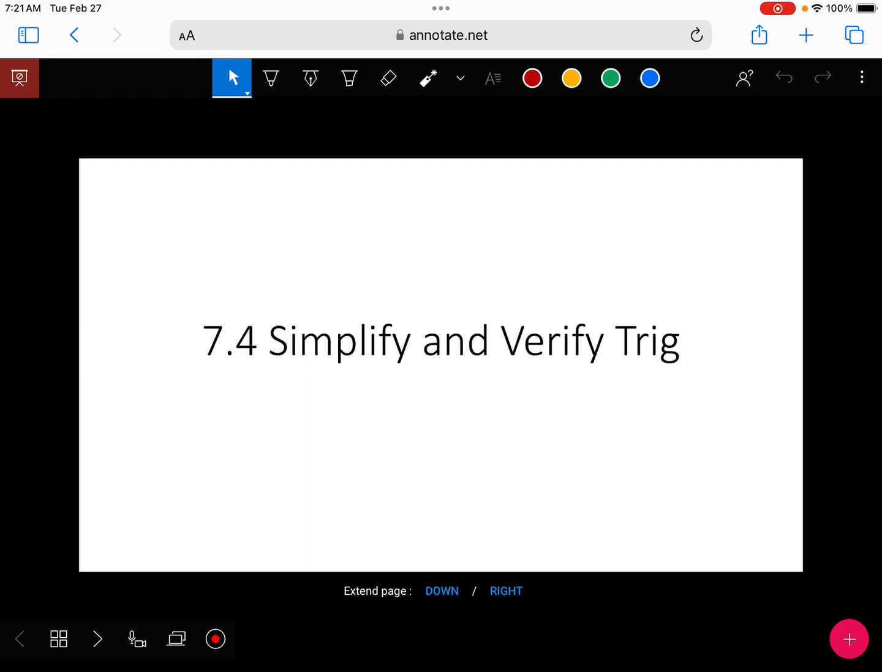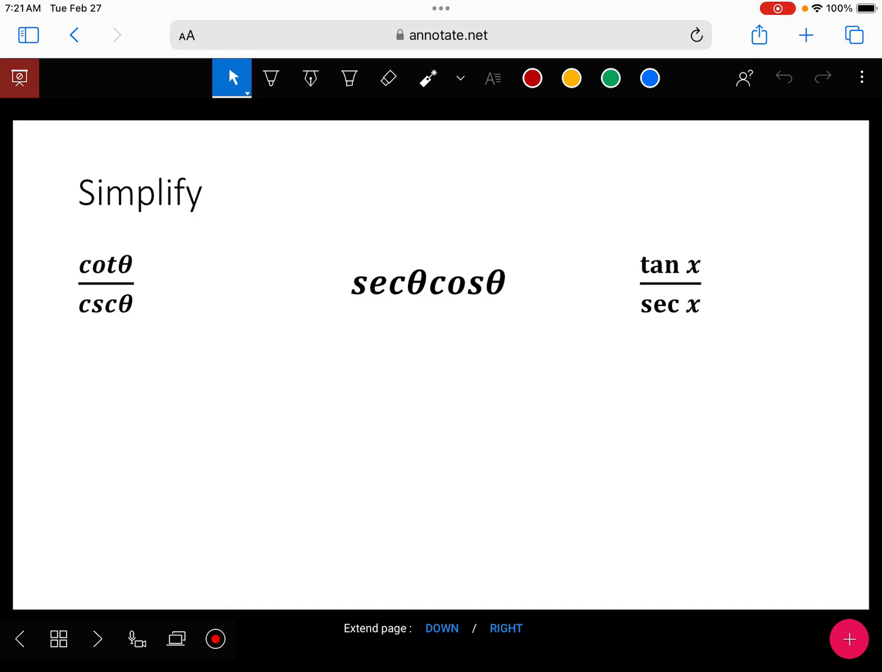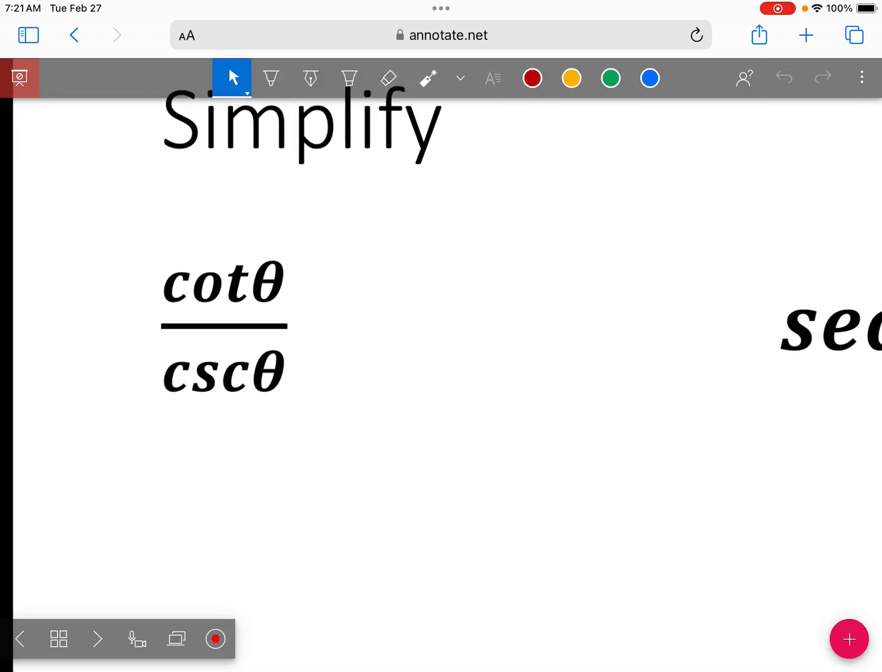So 7-4, simplify and verify trig identities. Okay. Let's go ahead and copy down. We'll just do one at a time. Go ahead and copy down cotangent divided by cosecant. This is our first example. This is number 1. So we're going to simplify that.